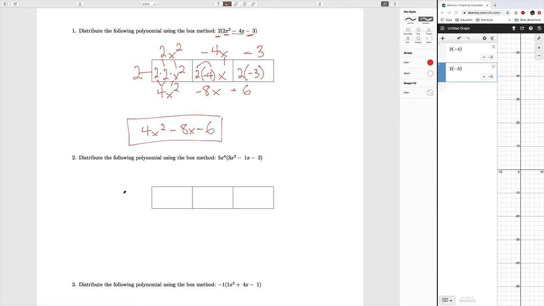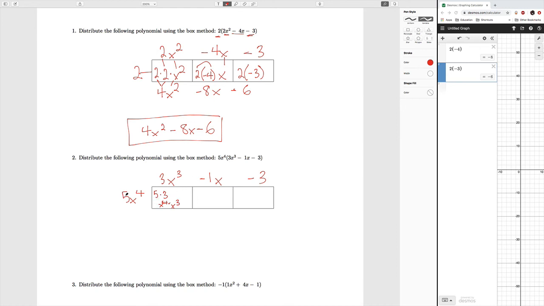This next one we have 5x to the 4th and 3x to the 3rd. We have negative 1x and we have negative 3. First we multiply the 5 times the 3. I'm going to write this one a little bit smaller. And then we have x to the 4th times x to the 3rd. And I'll show you how to do that in a second.